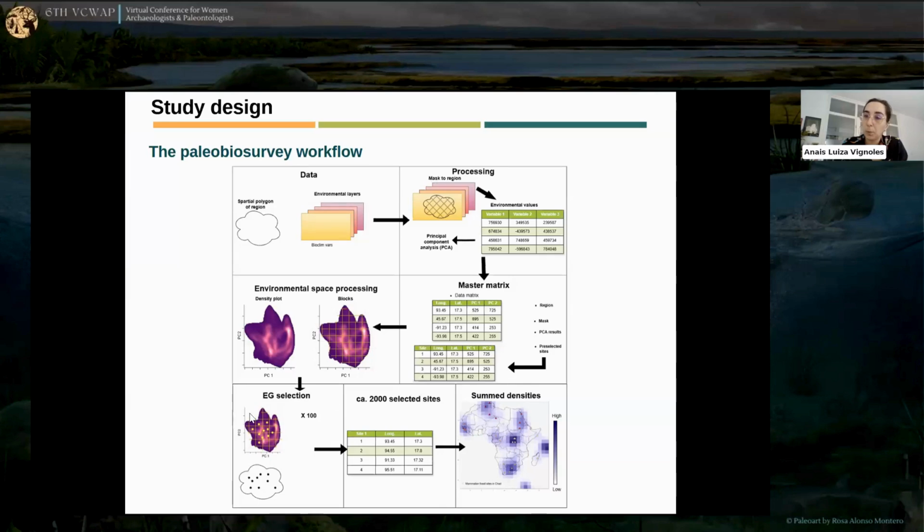So what we did is that we run this selection 100 times so that we get approximately 2,000 selected sites. And then we summed all of these selected sites to have this sort of sum density of more frequently selected sites. So it means that all of these density spots represent climatically unique and evenly distributed climate.